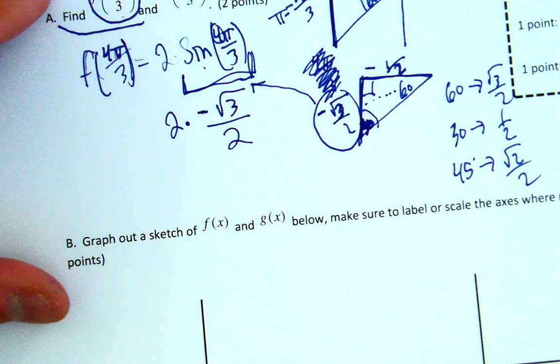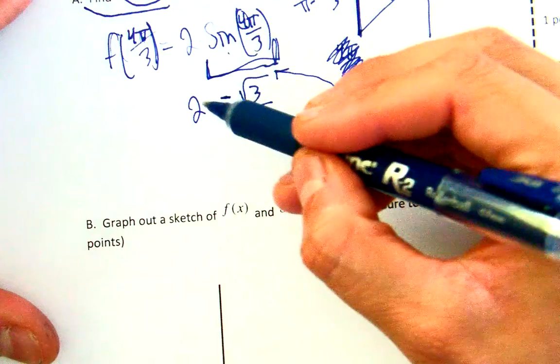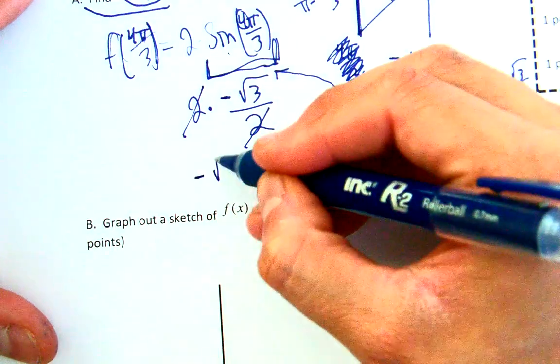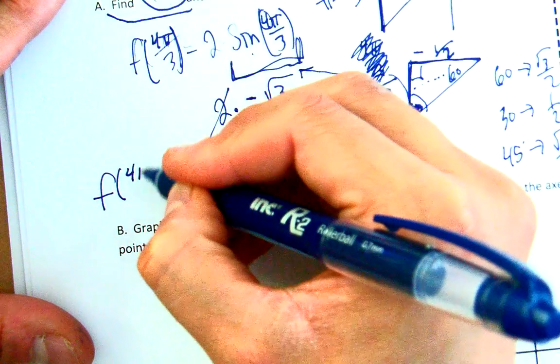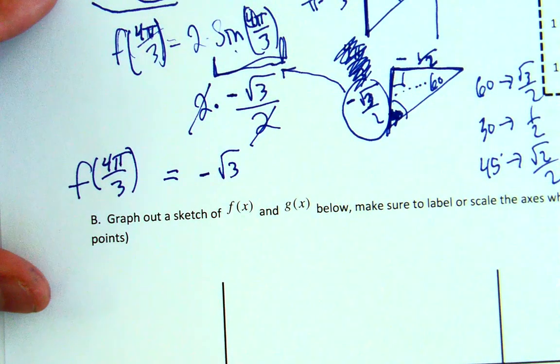And what does this become here? The 2's can cancel, true? And what do we get? Negative square root of 3. And this is what f of 4 pi over 3 is. Notice, I didn't use a unit circle. Oh, I did. I made it, right? Yeah. And that's really the goal. That's where we all want to be.